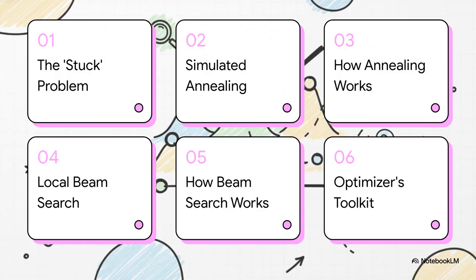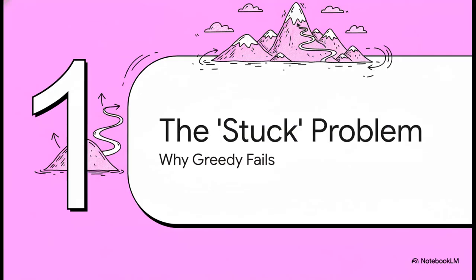So here's what we're going to cover. We'll start with why we get stuck in the first place. Then we'll look at our first solution, something called simulated annealing, and break down how it works. After that, we'll check out another approach, local beam search. And finally, we'll put them side by side in our optimizer's toolkit. Let's get started.